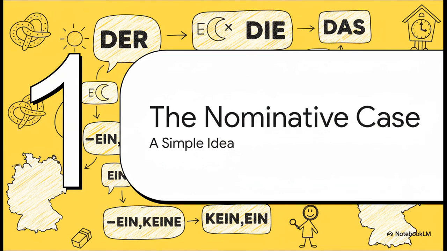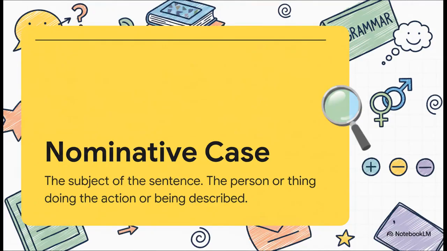All right, so the word case. I know, it can sound a little intimidating, maybe a bit too much like a grammar textbook. But I promise you, the idea behind it is actually incredibly simple. Just think of it this way. A case is just a noun's job in a sentence. And the nominative, that's the most basic job of all. The nominative case is really just a fancy name for the subject of the sentence.